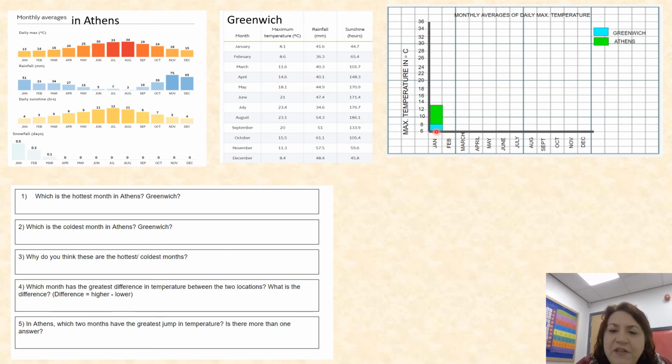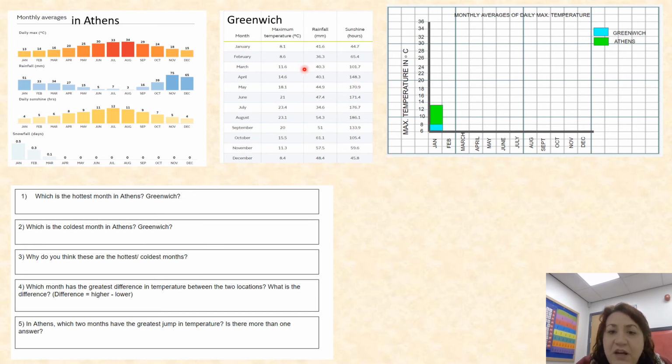So we can then look at this bar graph, and I can see here, without even looking at the data charts over here, that Greenwich, which is the blue one, January is an average of 8 degrees, and Athens is halfway between 12 and 14, so it's 13 degrees. And I can check that, 8 and 13. Yes, that is right.